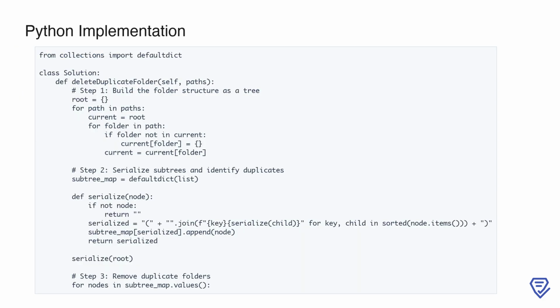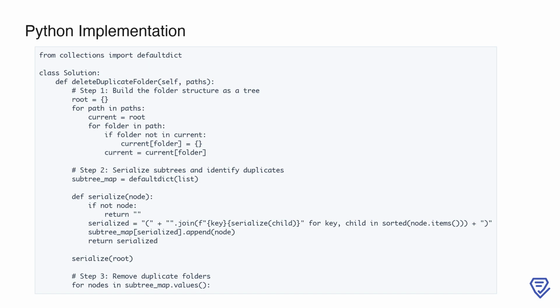Here we begin by importing the necessary modules and defining the delete duplicate folder function within the solution class. The first step is to build the folder structure as a tree. We start with an empty dictionary called root, which will serve as the root of our tree. For each path in the input paths, we traverse through the folders in that path. If a folder doesn't already exist in the current node, we initialize it as an empty dictionary. This ensures that the tree structure is dynamically created as we iterate through all the folder paths.